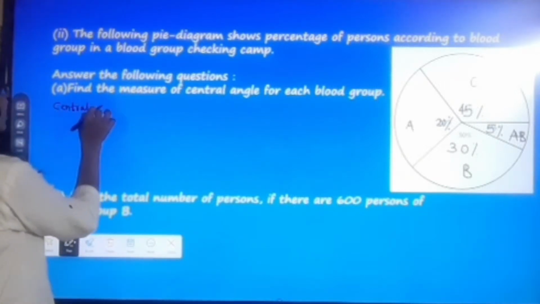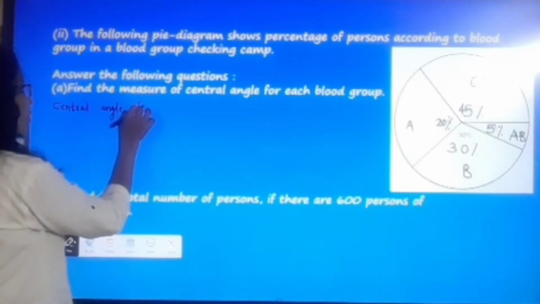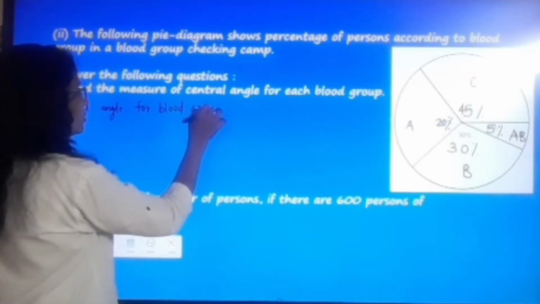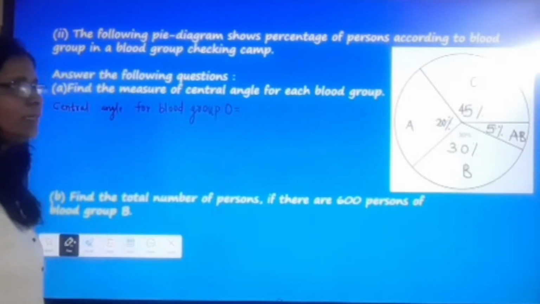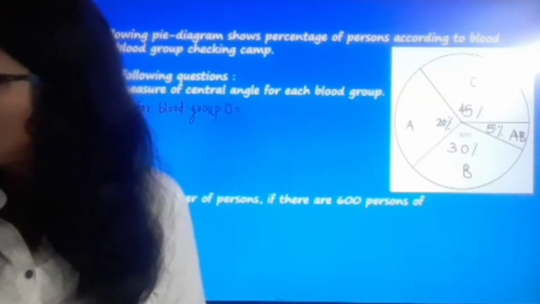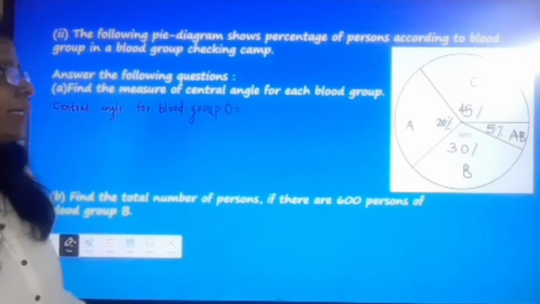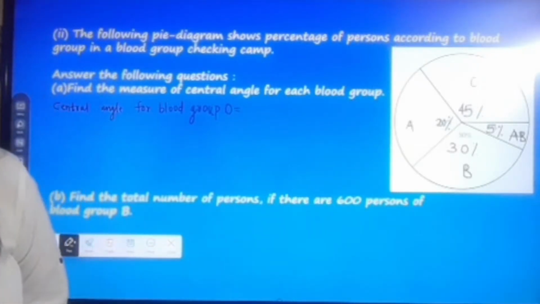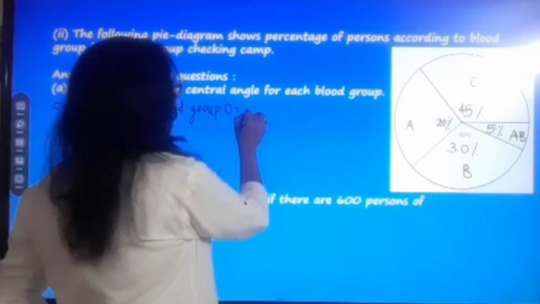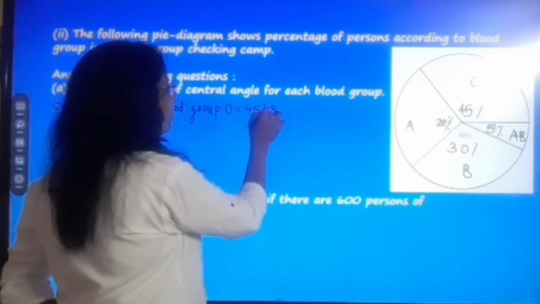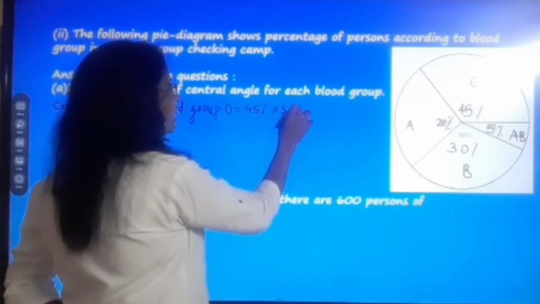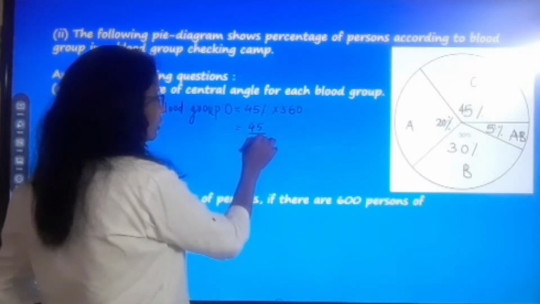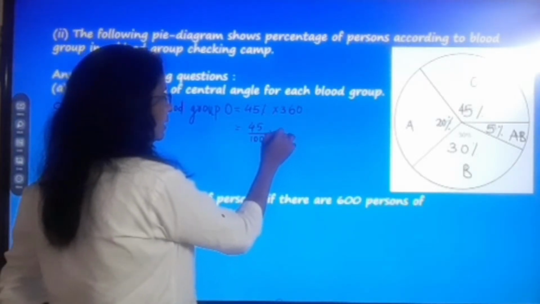Central angle for blood group O. So what is the formula, students, here? The formula is that the angle, that is 45%. Okay, that 45%, that means, students, here 45% multiplied by 360. That is a measure of the circle. So here 45 divided by 100, 45% means 45 divided by 100 multiplied by 360.